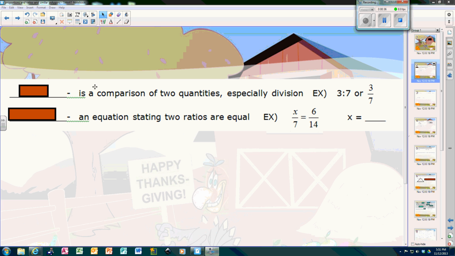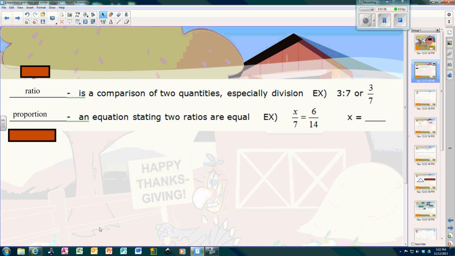So first thing we're going to look at are a couple of definitions. We have a comparison of two quantities, especially division. It may look like 3 to 7 or 3 over 7, and that's called a ratio. And then the next thing we have is an equation that states two ratios are equal. For example, x over 7 is equal to 6 over 14. This is called a proportion, but you already know these things.